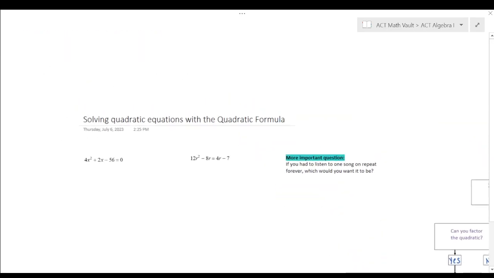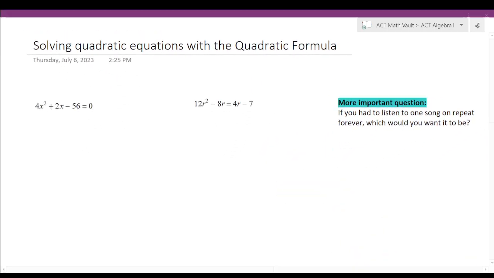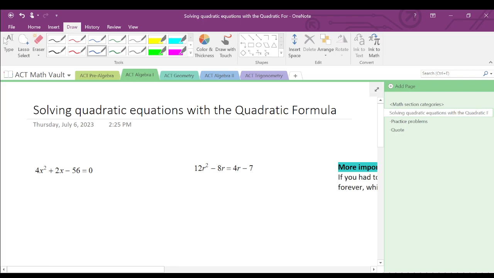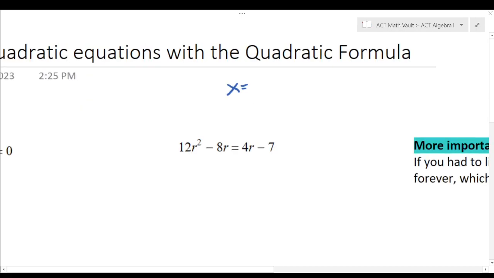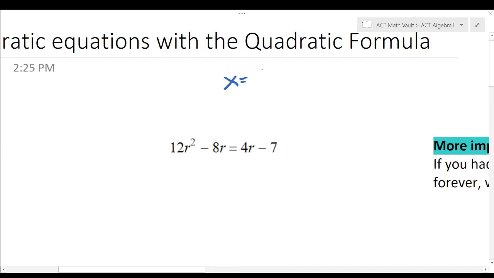But the quadratic formula, if you have it memorized, you really can use it in any situation if you're asked to solve. So what is the quadratic formula? Well, there are plenty of songs that will help you memorize this, but it's negative b plus or minus square root of b squared minus 4ac all over 2a.